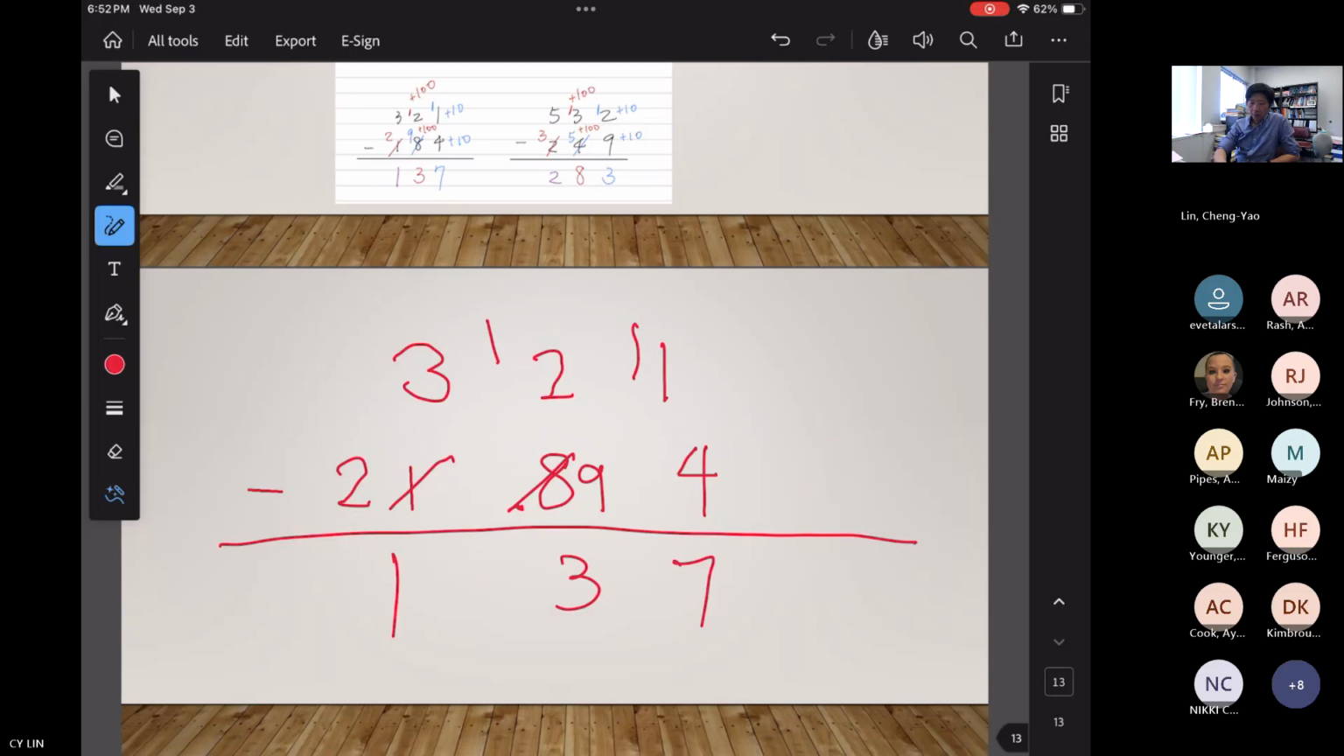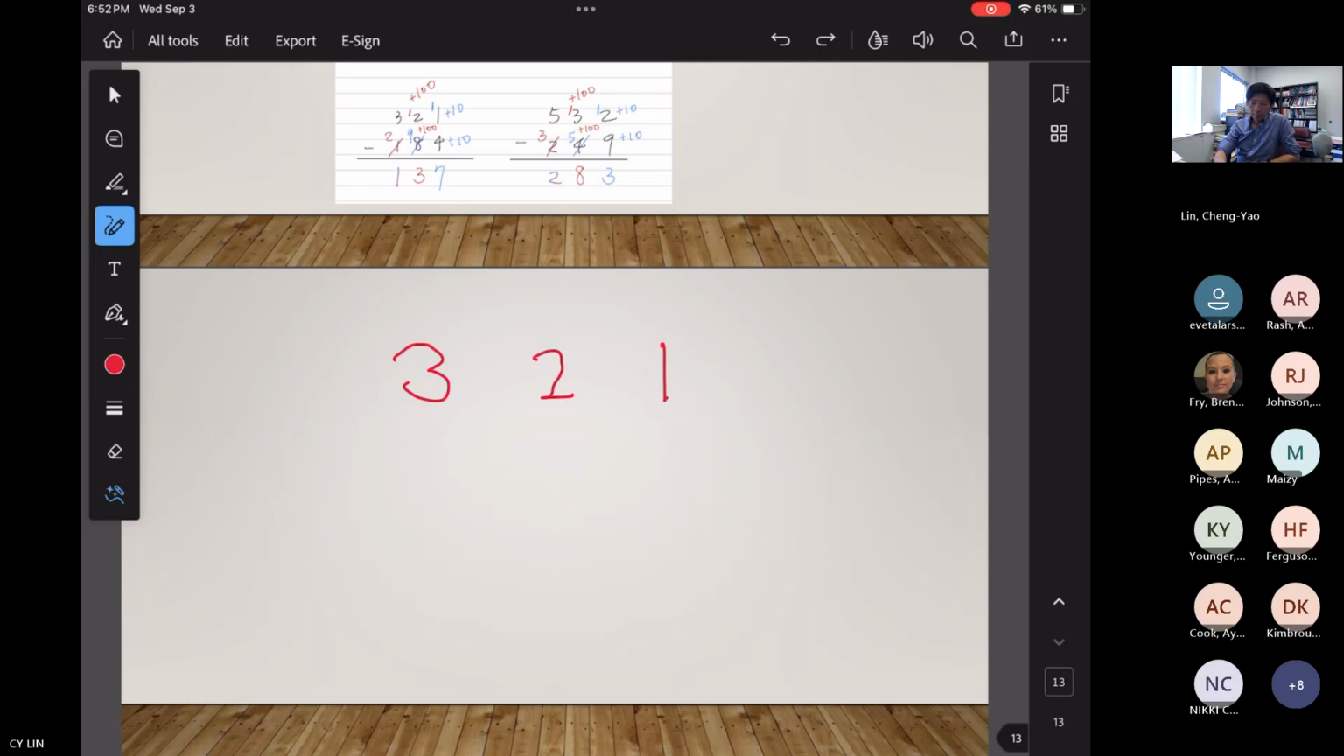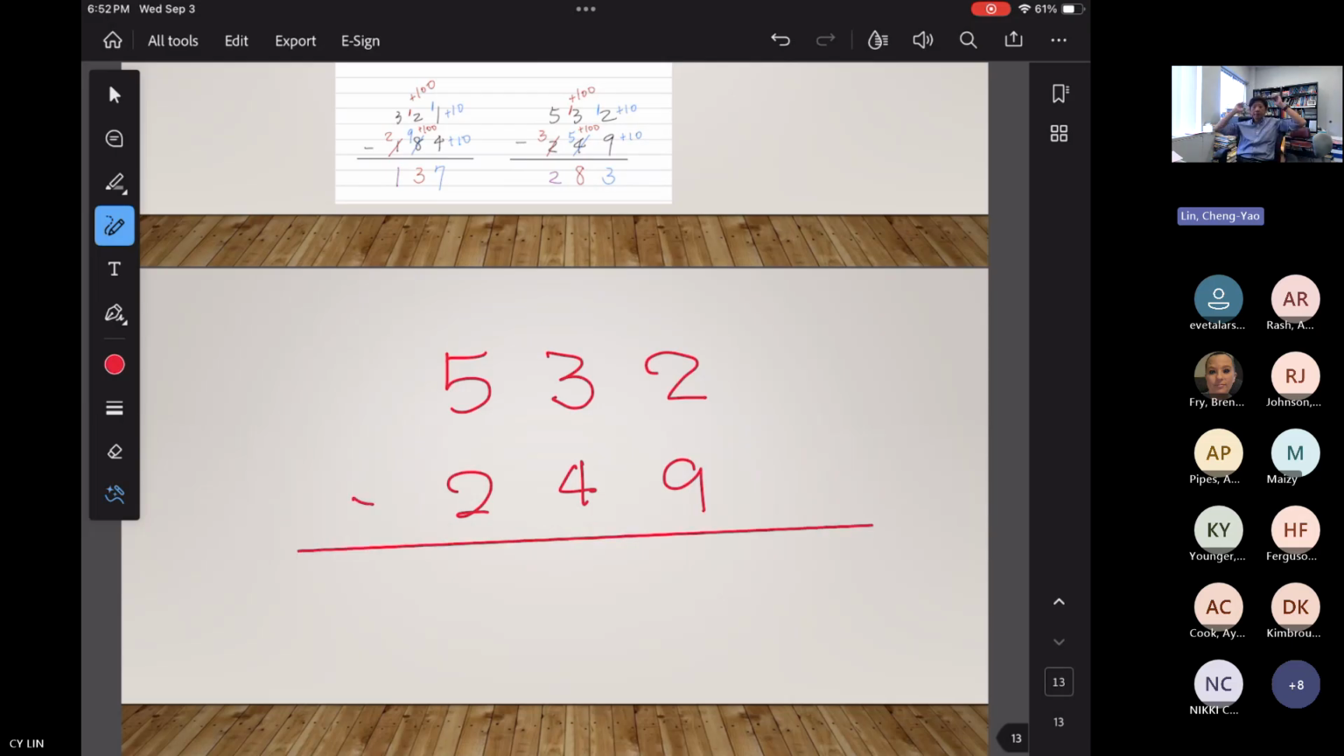Yes. How about you try this one? But you can do either way. You want to put a place value there with 100 or 10, doesn't matter. Or if you're okay with this, you can just write the answer right away. Okay, go ahead. 532 minus 249.